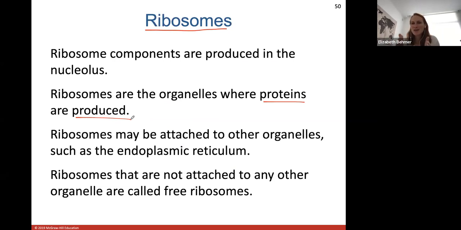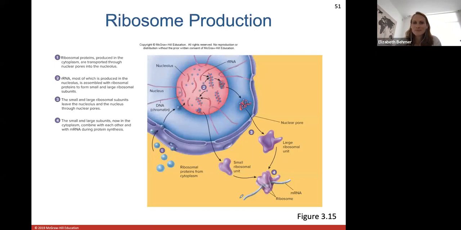Ribosomes make proteins. Ribosomes can be attached to another organelle called the endoplasmic reticulum, where they're studded in that organelle, or ribosomes are freely floating in the cytoplasm, and we call them free ribosomes. So ribosomes create proteins, and they'll either be attached to your endoplasmic reticulum, or they'll be freely floating throughout the cell, and then we call it a free ribosome.